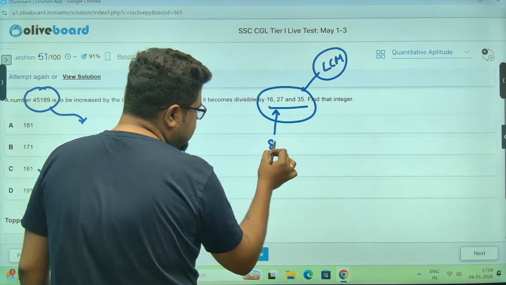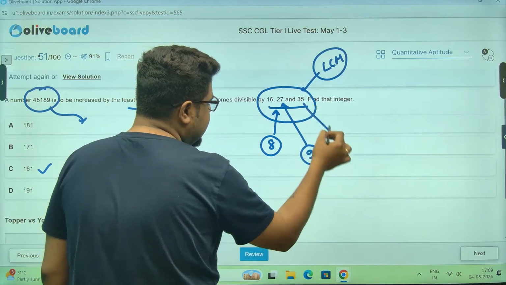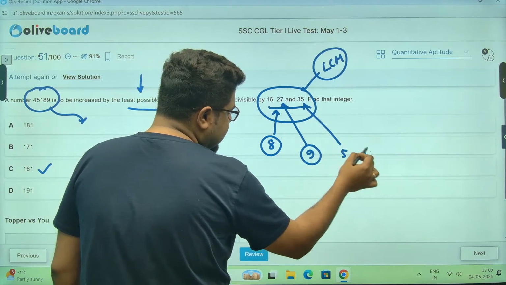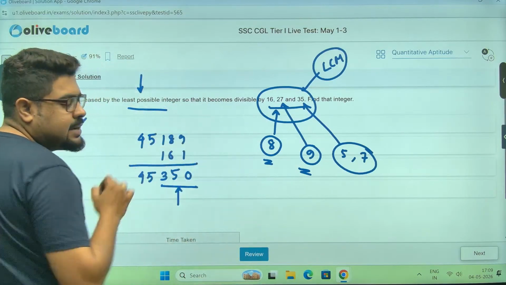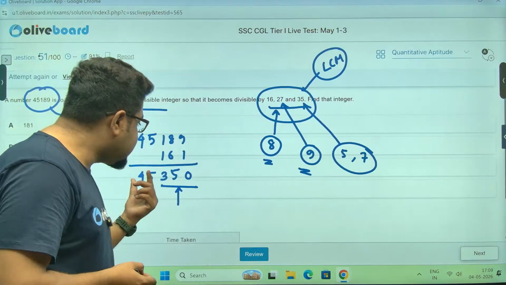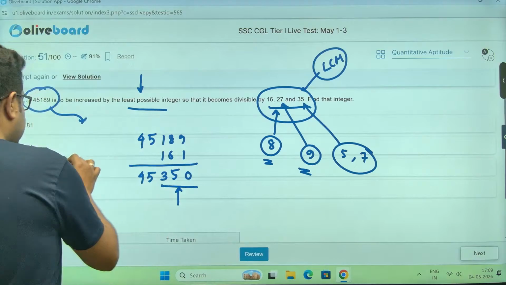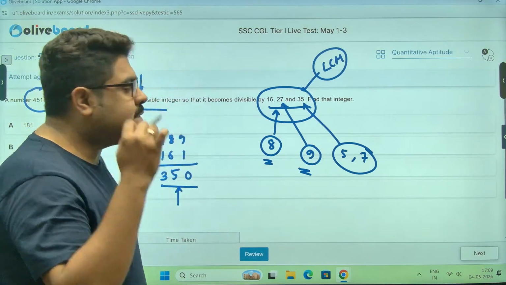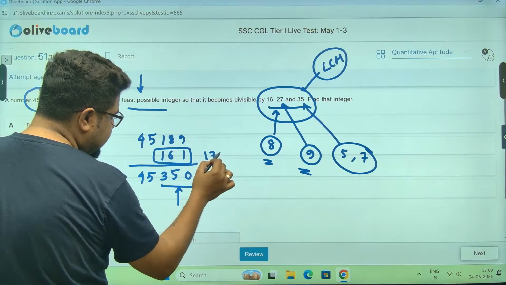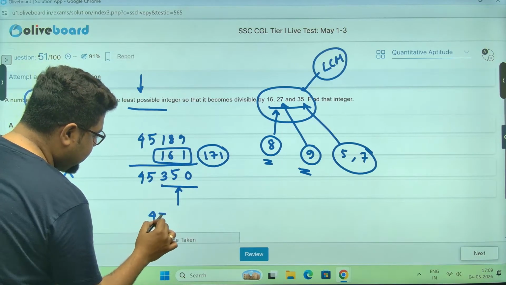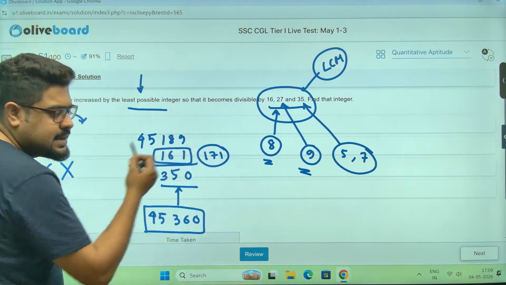16 meaning it must be divisible by 8. 27 meaning it must be divisible by 9. 35 meaning it must be divisible by 5 and 7. But again, I'll start with 9 and 8. So 350 is not divisible by 8. For 8 divisibility, the last 3 digits must be divisible by 8. It is not, sir, so this cannot be my answer. Second one, 171. If I add 171 instead of 161, instead of 350 it will be 360, because it's just 10 more.